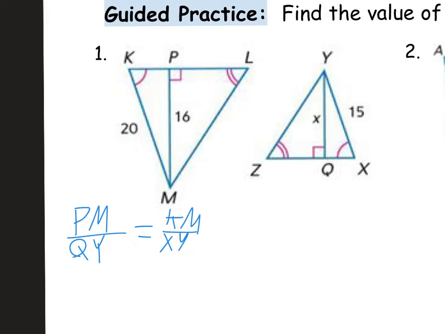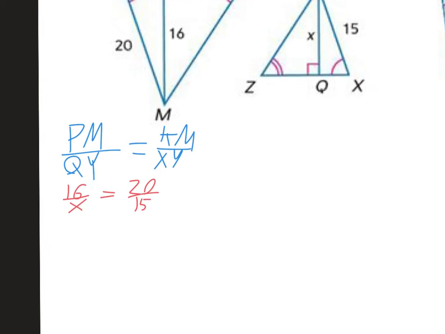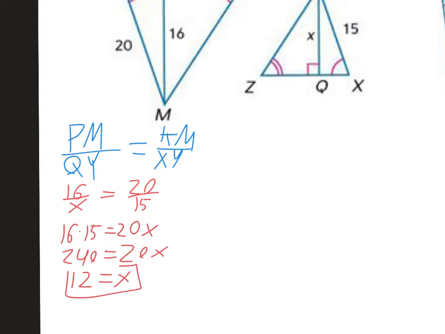Plug in what we know, and we have 16 over x is equal to 20 over 15. Run our cross product. We end up with 16 times 15 is equal to 20x. Simplify things out, 240 equals 20x. Divide both sides by 20, 12 equals x.